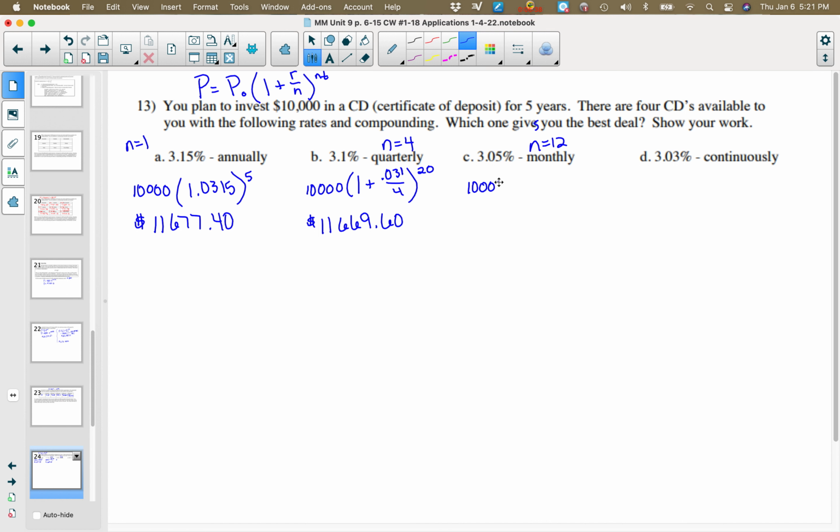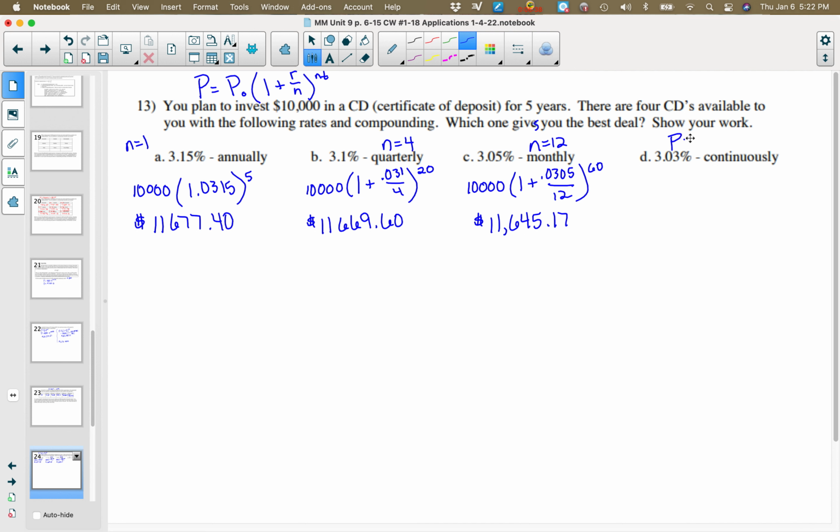Monthly, n is 12, so we're still using the same formula. So we're going to have 10,000, 1 plus 0.0305 over 12, and we're going to have 12 times 5, which is 60. If you plug this into your calculator, you will get $11,645.17.